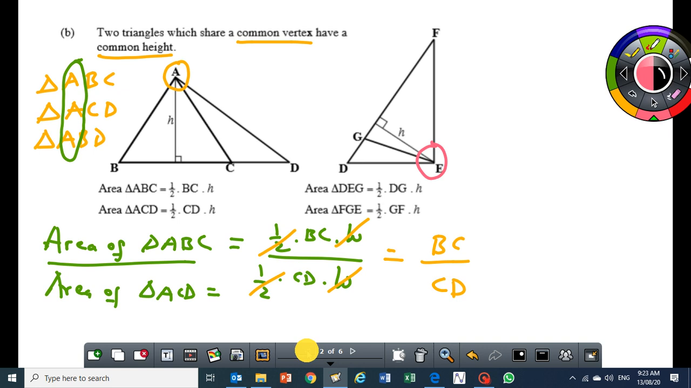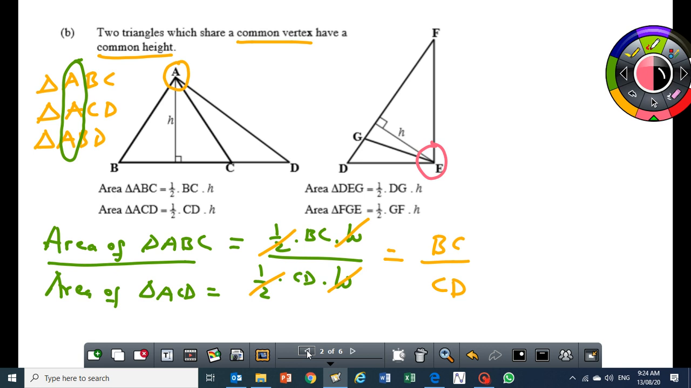What I just said is very important. You need to write it down somewhere: if triangles share a common vertex, it means they have a common height. Therefore, the ratio of their areas will be equivalent to the ratio of their bases. Please write it down somewhere because it's not there.